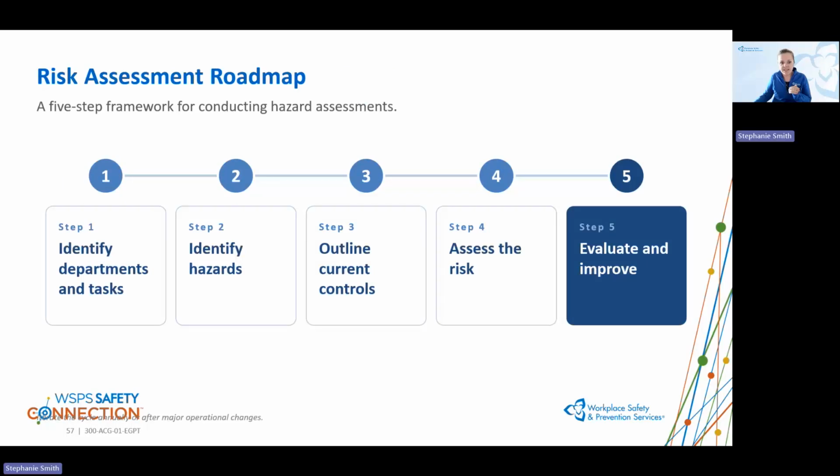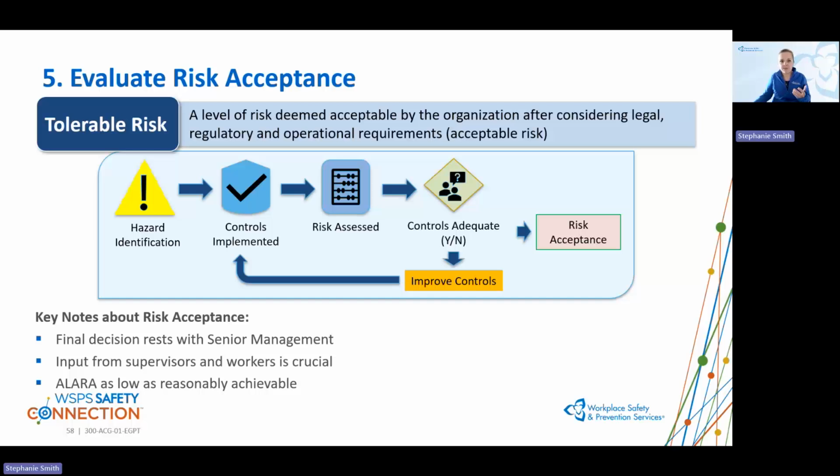So when we're looking at this, we may call something tolerable risk or acceptable risk. It's a risk level deemed acceptable by the organization after considering legal, regulatory, and operational requirements. If I think of my little diagram that I've created, when we go through hazard assessments, we're identifying the hazards. We're identifying the controls implemented already. We're assessing that hazard with those controls implemented and the effectiveness of those controls. And now we have to determine, is the control adequate or not?